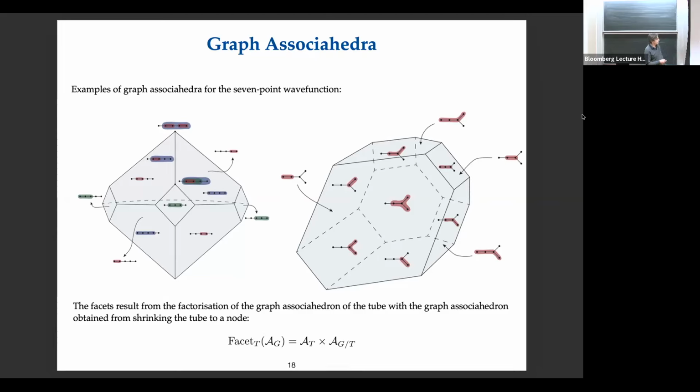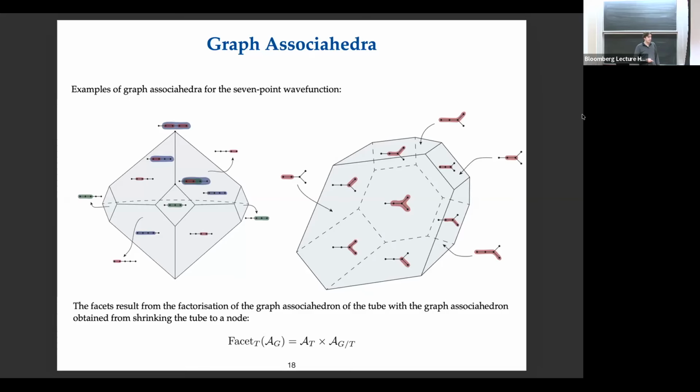So this guy will be a hexagon, because the graph associahedron of the star will be a hexagon, and if you shrink this to a point, then you get a 2-chain, whose graph associahedron is just a point. So it's a point and a hexagon, you get a hexagon.